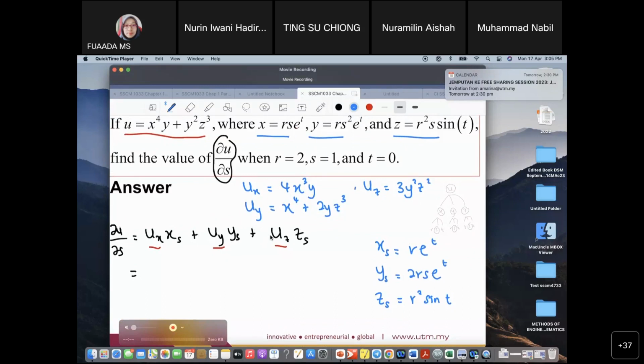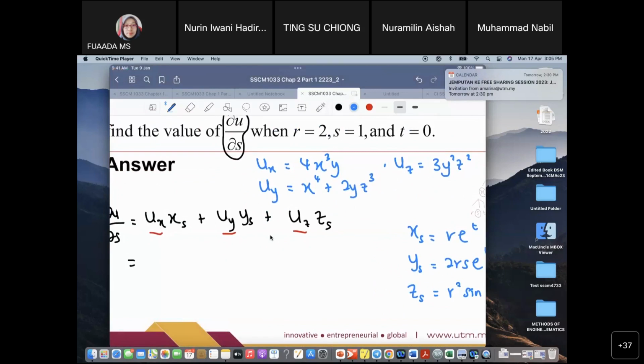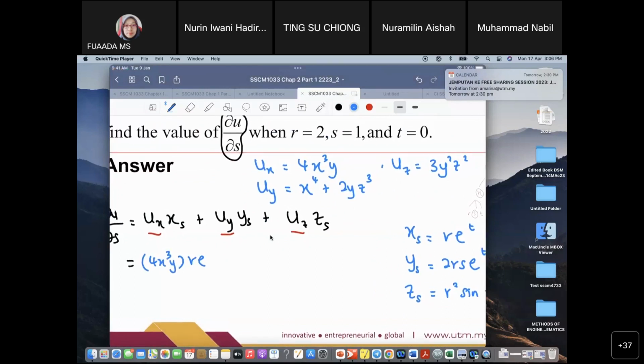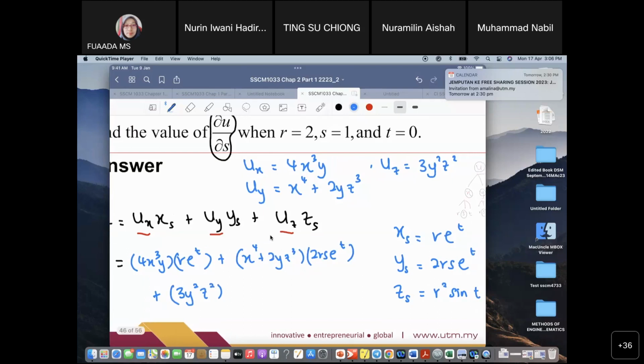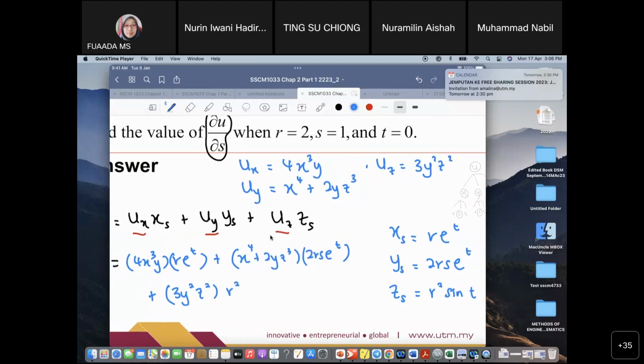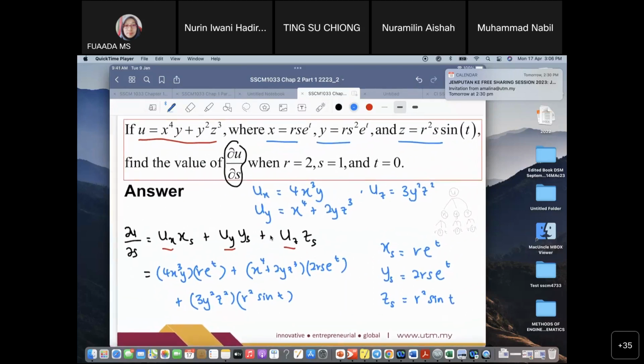So, masukkan sajalah. So, UX is 4x cubed y times xs is RET plus uy x4 plus 2yz cubed times ys 2rset plus uz 3y square z square times zs r squared sin t. Okay. Alright. So that is the answer.